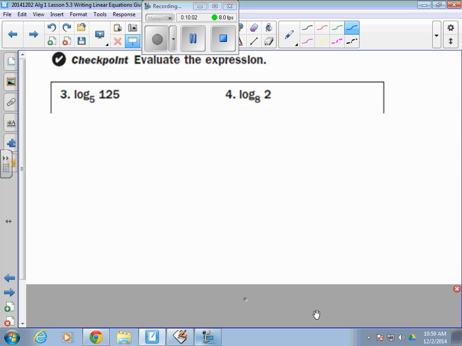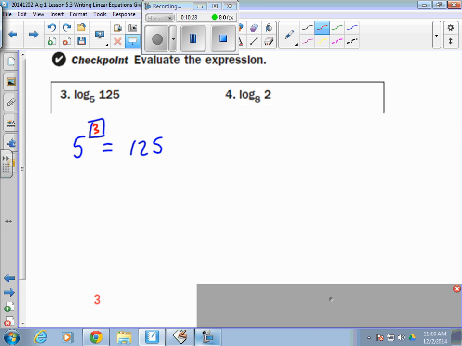So right here we have log base 5 of 125 is what? That's all you're trying to do. You're trying to find out what is the exponent. 5 times 5 is 25. Times 1 more 5 is 125. So 1, 2, that's 3 of them. So 3 is the correct answer.